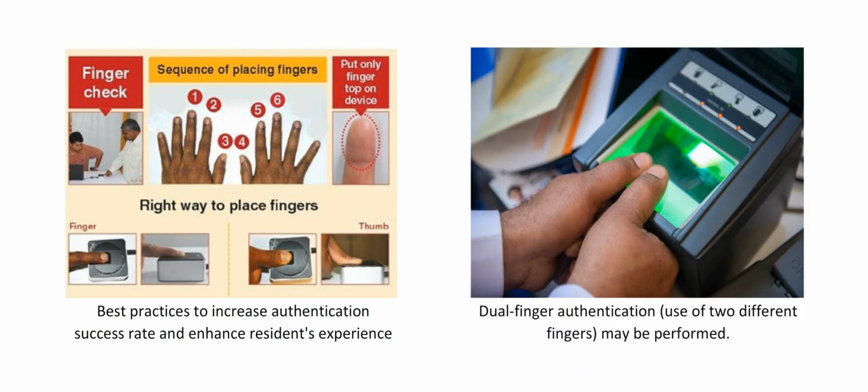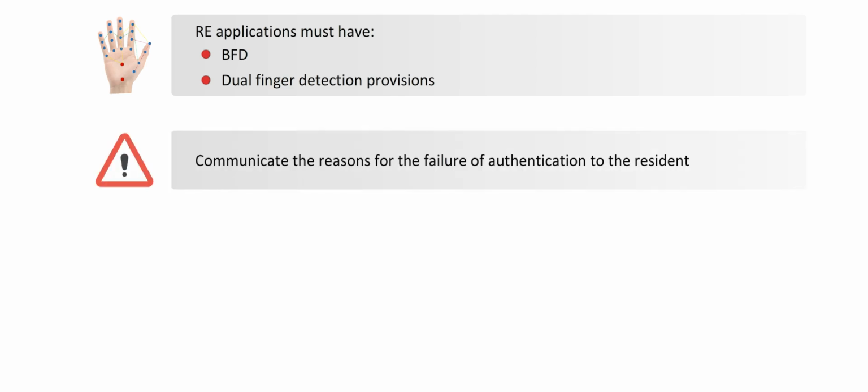Dual finger authentication, that is, use of two different fingers, may be performed. All RE applications must have BFD and dual finger detection provisions in their applications. Reasons for failure of authentication as per UIDAI's error codes should be communicated to the resident through the application.